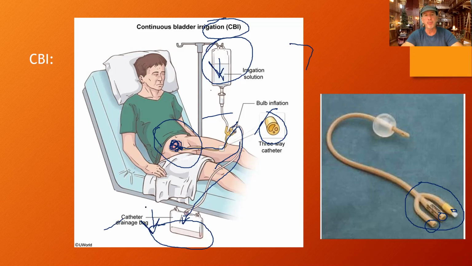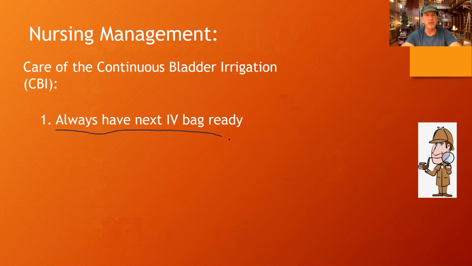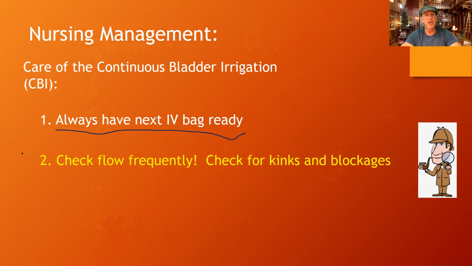Very important. We don't want to pour 1 or 2 liters of fluid into this guy's bladder and not give it a way out. That can be dangerous. So always have the next IV bag ready. You don't want that irrigation to go dry. So you always have a second bag ready to go.